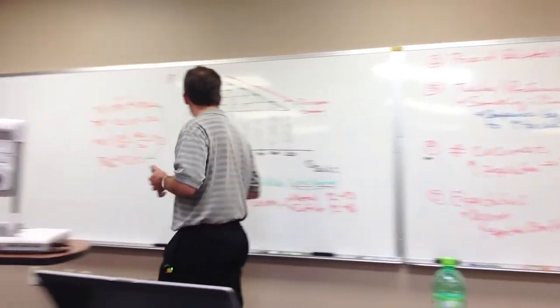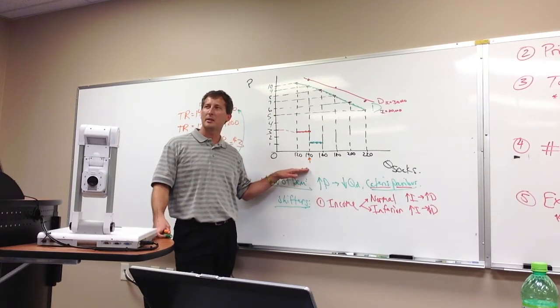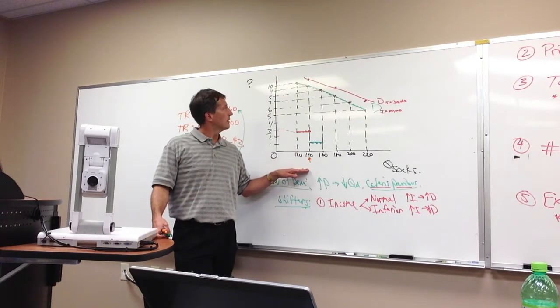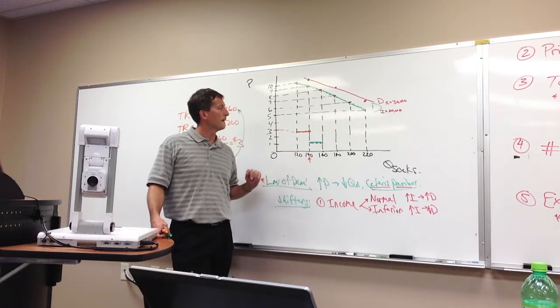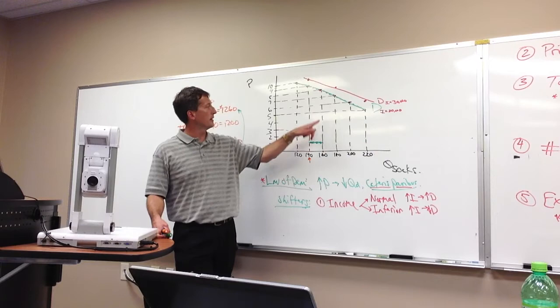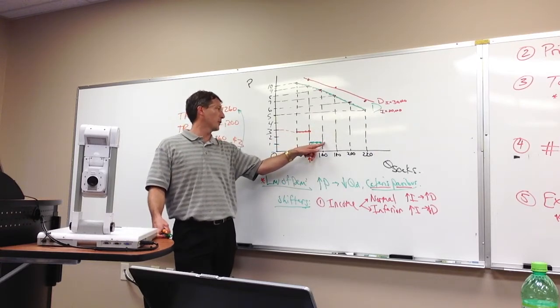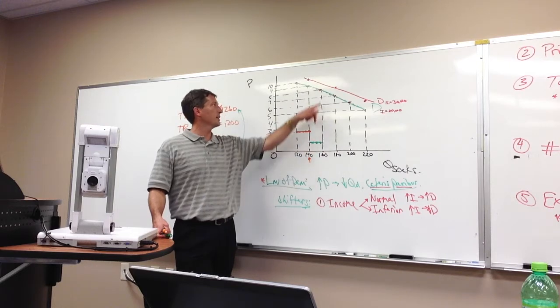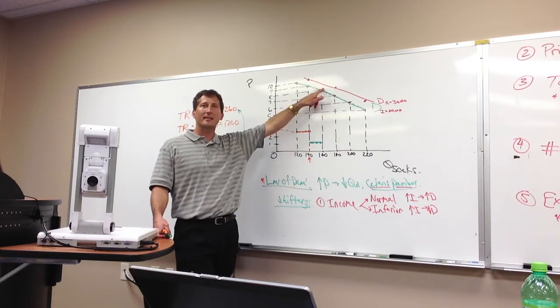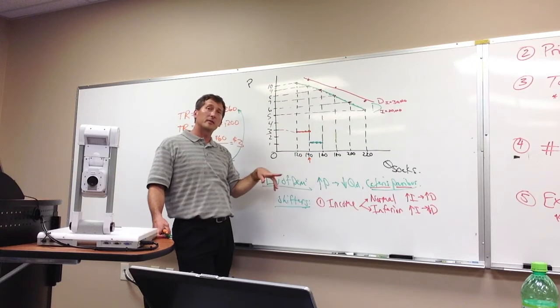It's not really because of quantity. It has something to do with the prices. So the 160th unit created additional revenue for me of $1, yet I was selling it at 8. That's just kind of weird. Now, go ahead if you've got it.